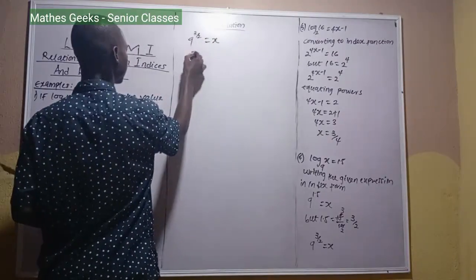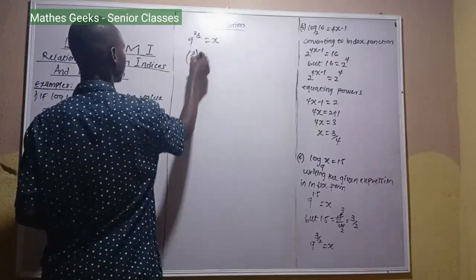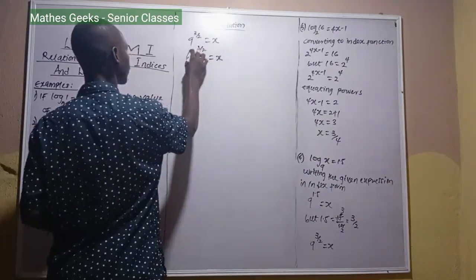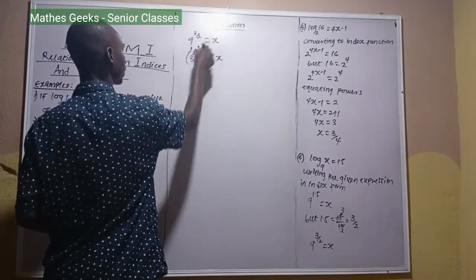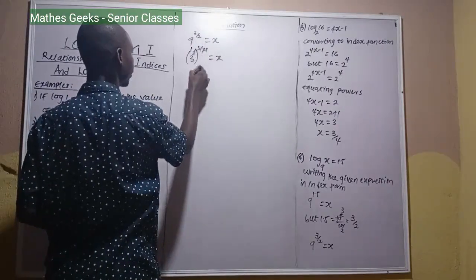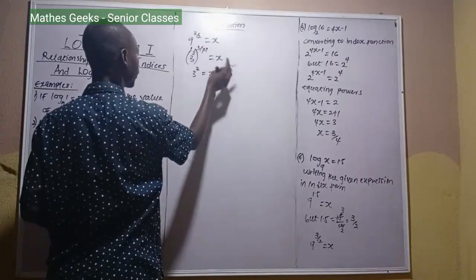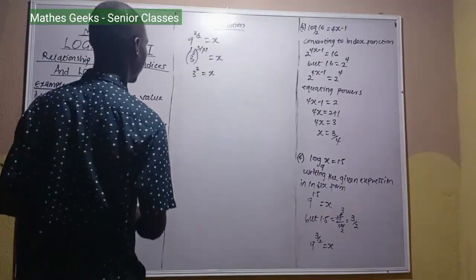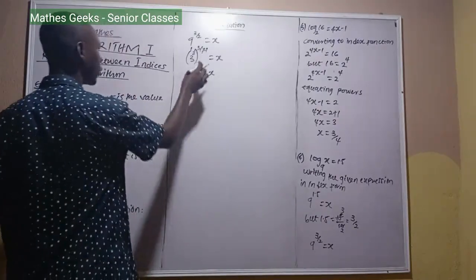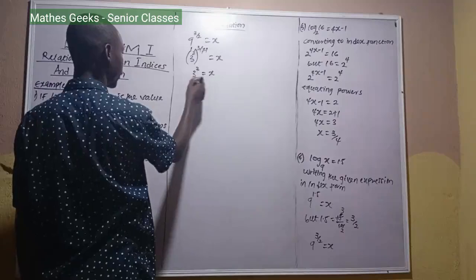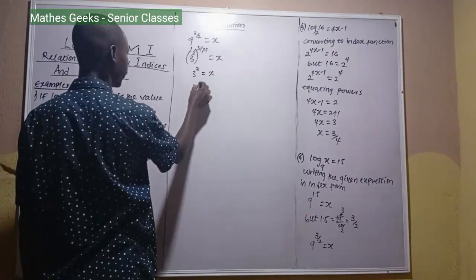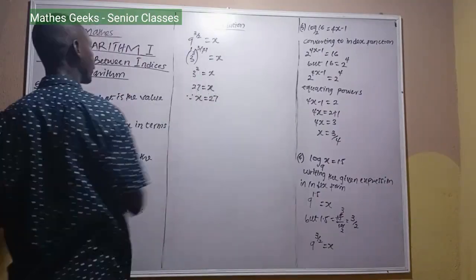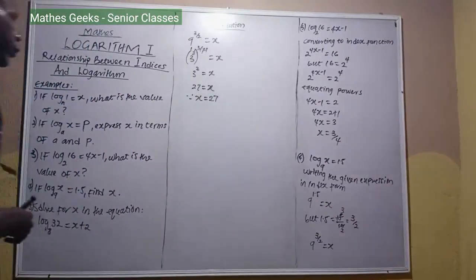And 9 is 3 squared, so 3 raised to the power 2, raised to 3 over 2, is equal to x. We divide the 2 here, 1, and the 2 here, 1. That will give us 3 raised to the power 3 is equal to x. 3 raised to the power 3 is equal to 27, and therefore x is equal to 27.